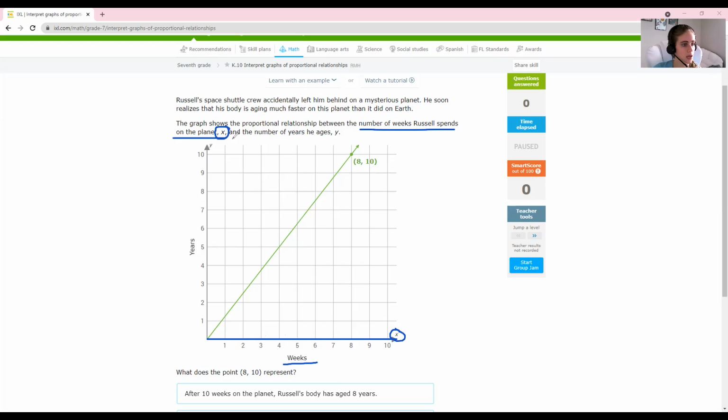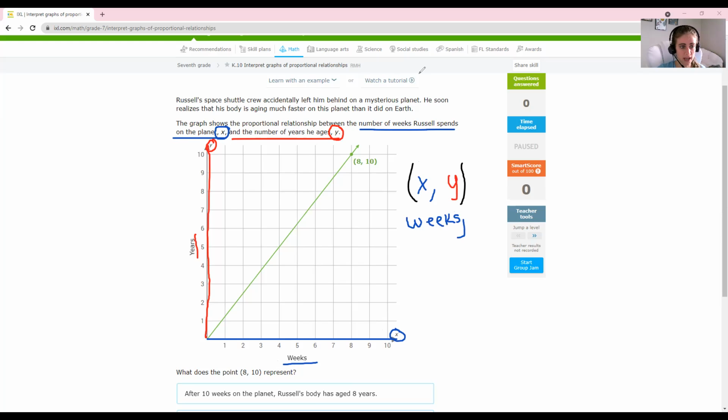We also learned that the number of years he ages is represented by our y. And that also matches our graph. Here we have our y-axis, and our label tells us years. So that means those 1, 2, 3, 4, 5, 6, that is years. So if we want to know what the point (8, 10) represents, we're going to be looking at our labels. I'm going to set up a label here, refresh our memory. Remember, an ordered pair is always an X first and then a Y. So if we look at our X values, remember our X values represent weeks.